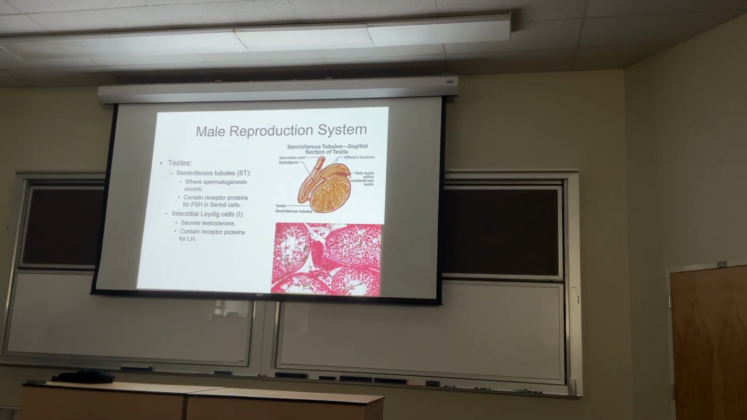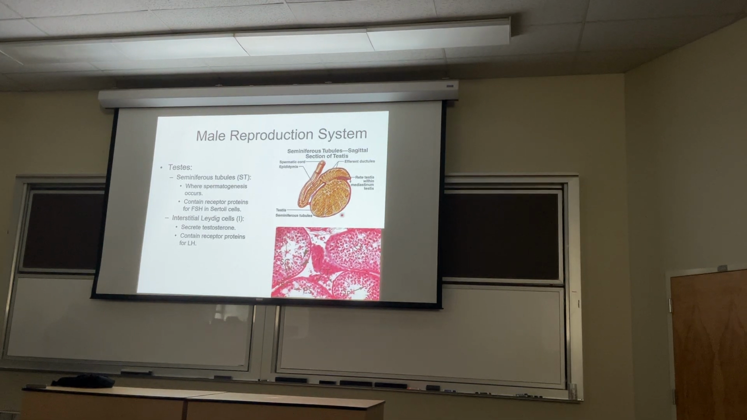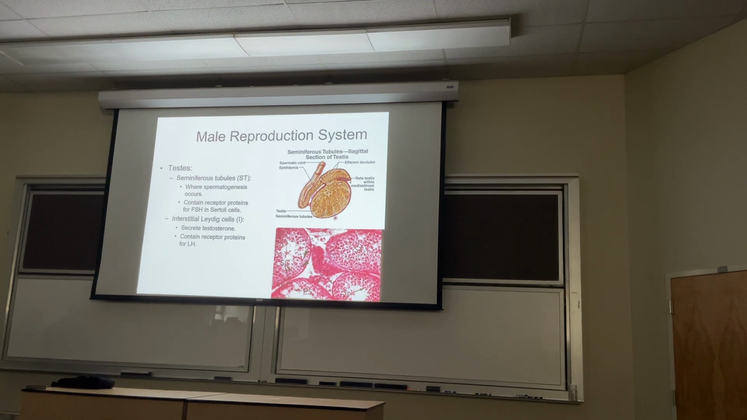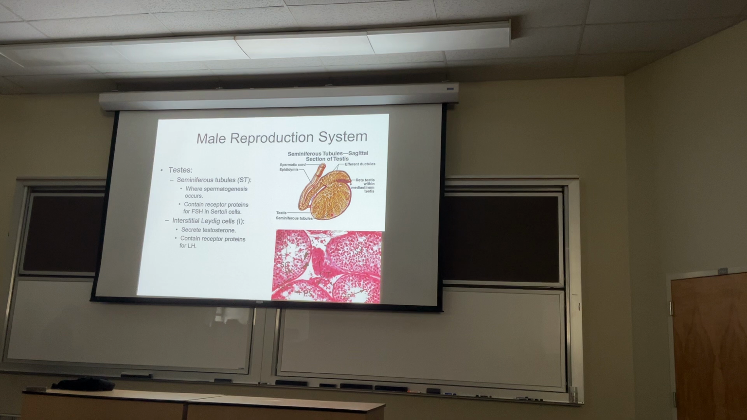There are some septa or trabeculae that come from the tunica albuginea out here that separate the testes into these lobules. Within the lobules, we have the seminiferous tubules. Those are these coiled tubules that we see here. And also, we have some interstitial cells of Leydig, which are the cells that produce the testosterone.